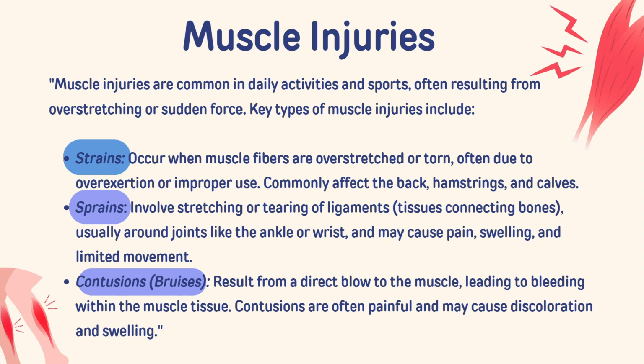Strains occur when muscle fibers are stretched or torn, often due to overexertion or improper use. Similarly, sprains are the tearing of ligaments, which is pretty serious. Ligament injuries are much more serious than strains. Other than that, it causes extreme pain, swelling, and makes your movement quite limited.